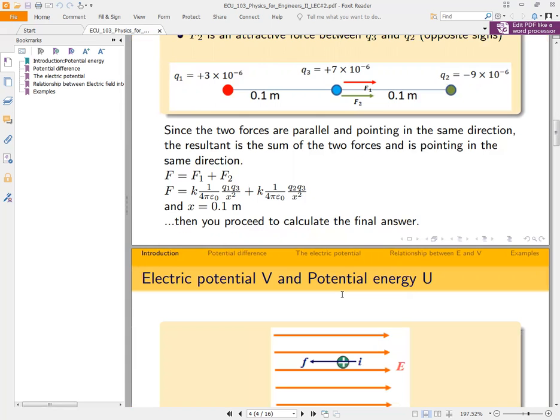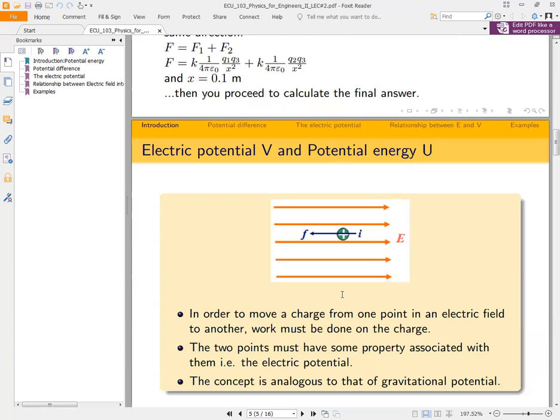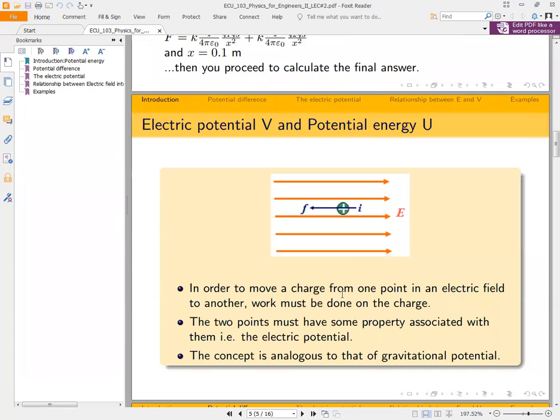So let's go into a little bit of the main topic of today. First and foremost, we want to get the understanding of what is electric potential, which is given by the symbol V, and potential energy given by the symbol U. So the first thing that we say is that in order to move a charge from one point in an electric field to another, work must be done on the charge.